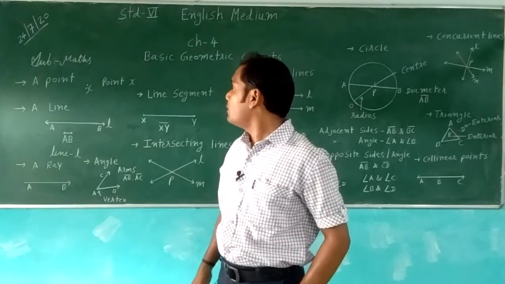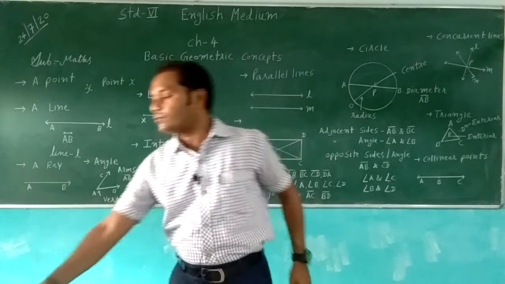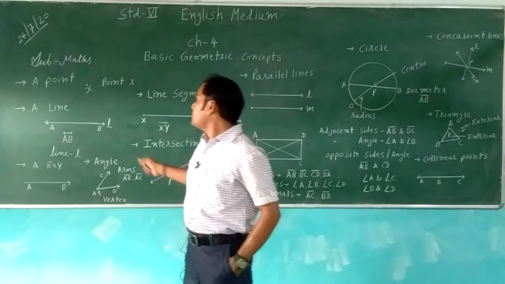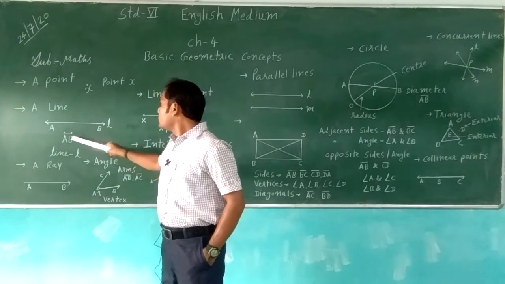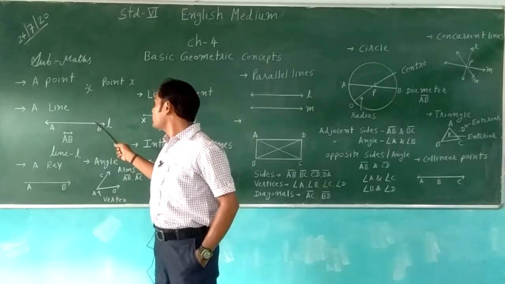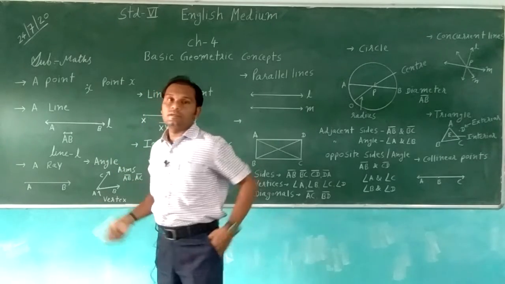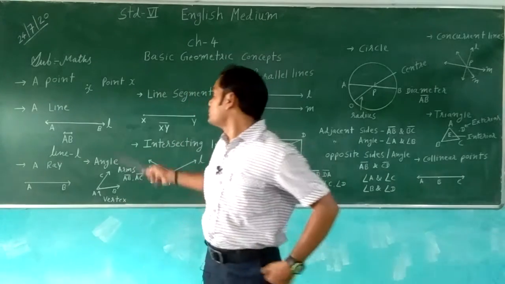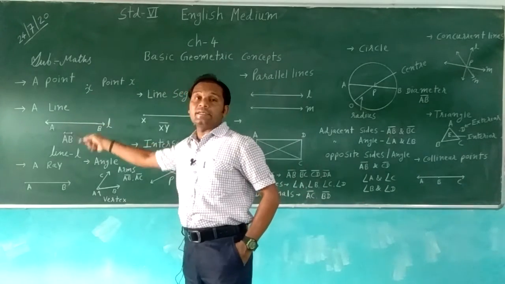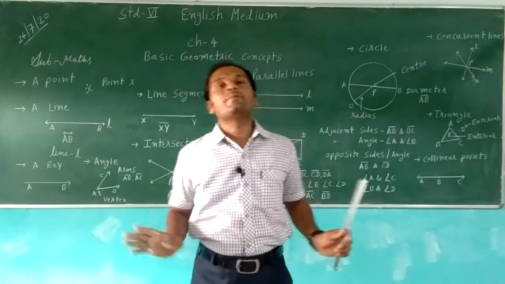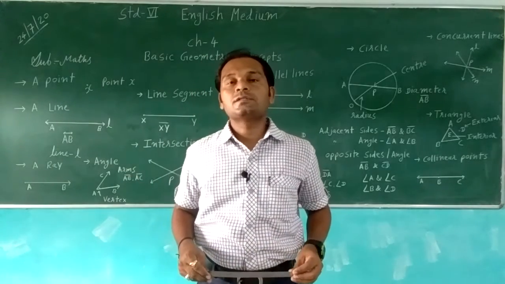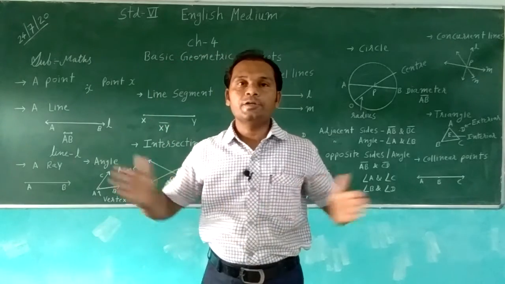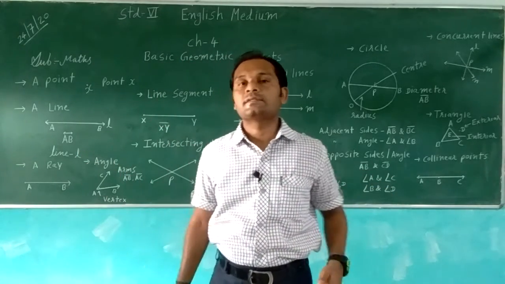Next thing is a line. A line is drawn here. A line has 2 points. There are 2 points on the line, A and B. The line is called endless. It is moving in this direction and in that direction also. It has no end point. A line has no end point. It is continuously moving on both sides.